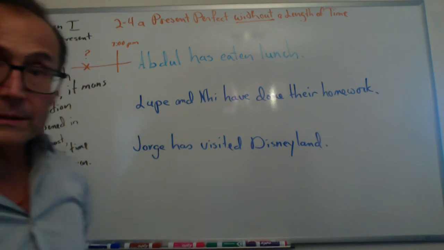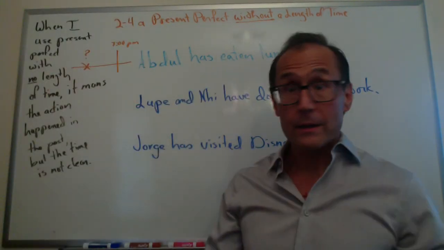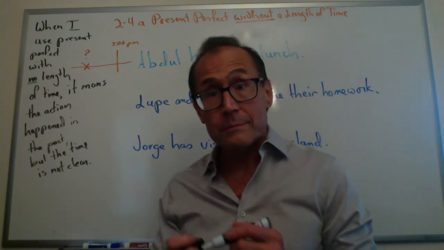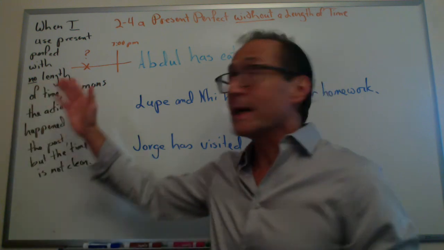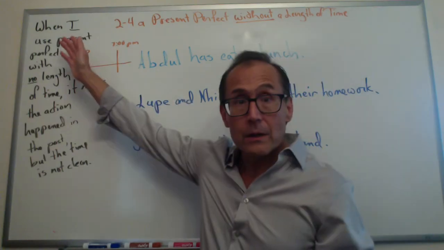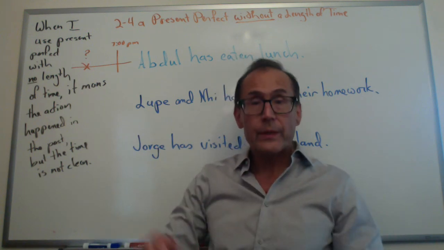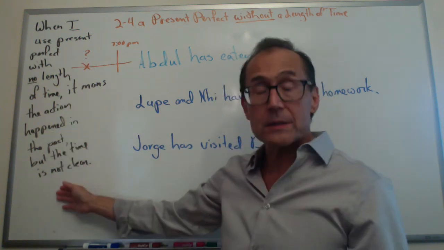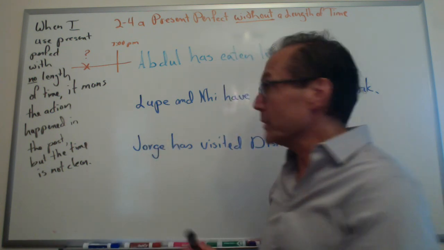Okay? So, there's more that I want to talk about what it means, but that's the basic meaning. When I use present perfect with no length of time, it means that it happened in the past, but the time is not clear. Let's take a look at these other examples.